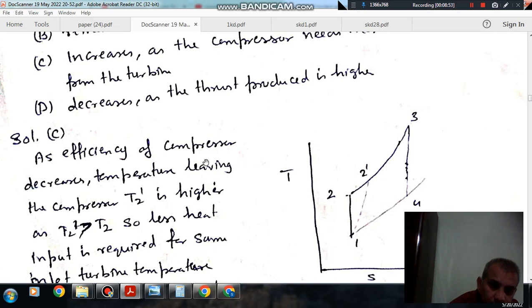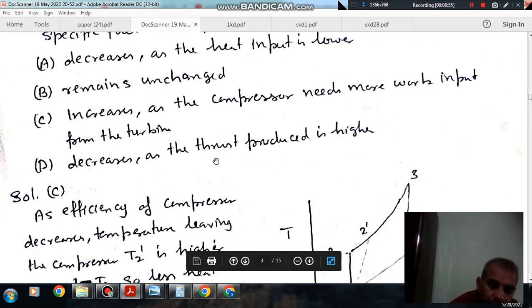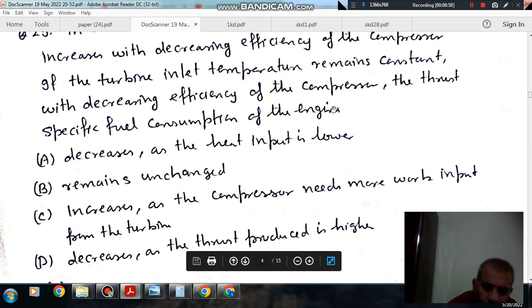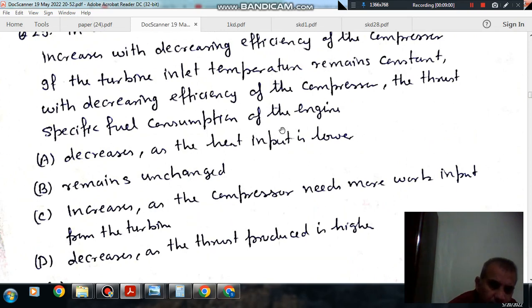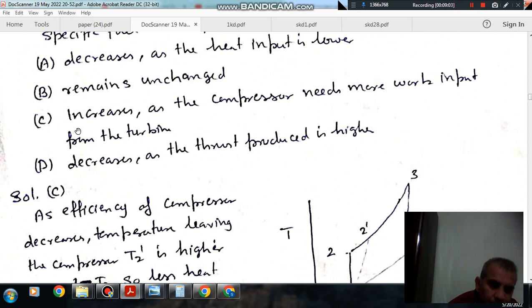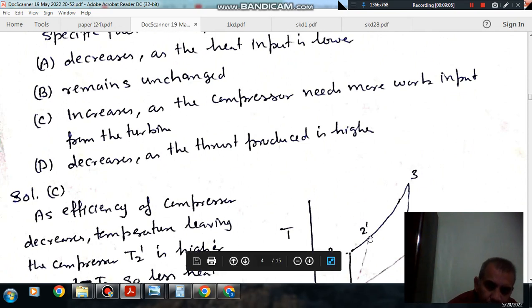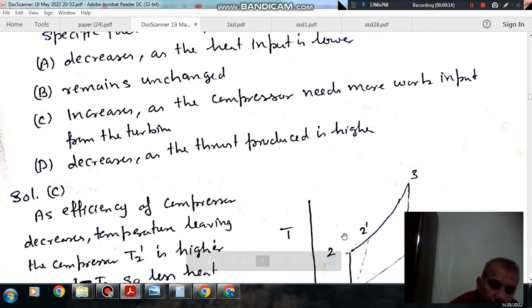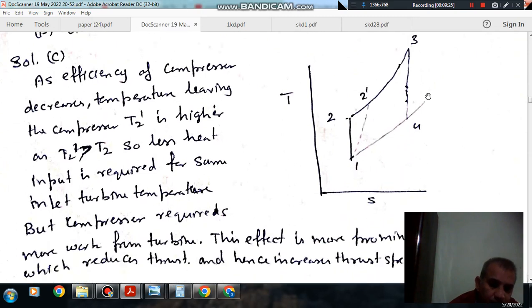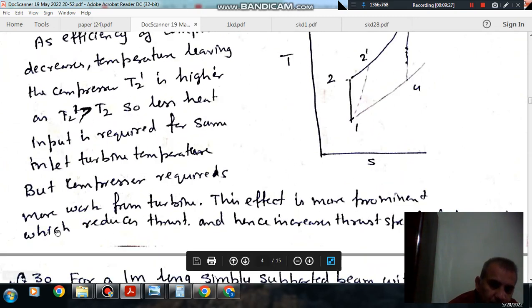Okay. So the thrust specific fuel consumption of the engine increases, because fuel required is more for the same thrust, because thrust is decreasing. If we have to generate the same thrust, then we have to supply more fuel. Okay, because the compressor is consuming more work with the lower efficiency. So this effect is more prominent, which reduces the thrust and hence increases the specific fuel consumption.